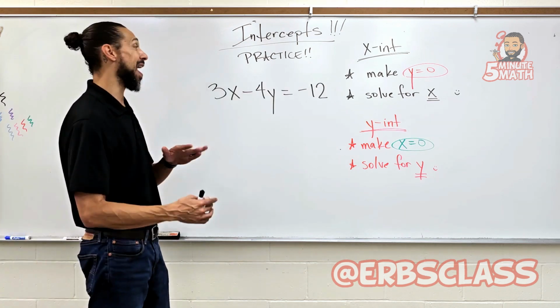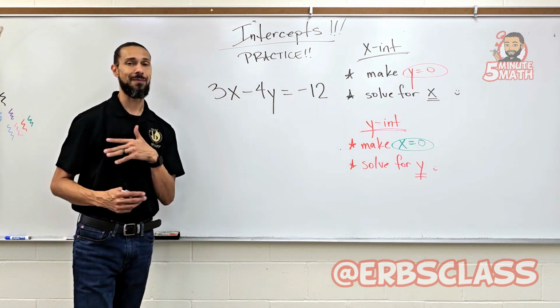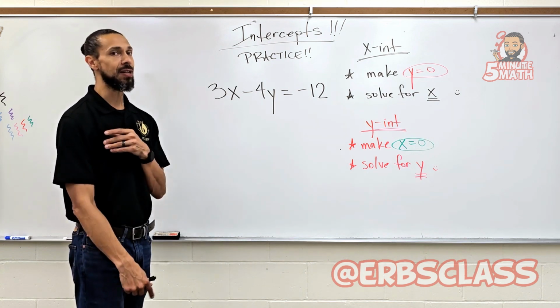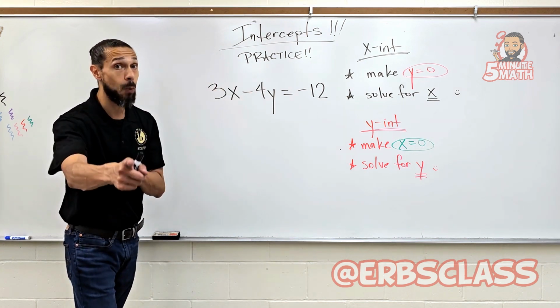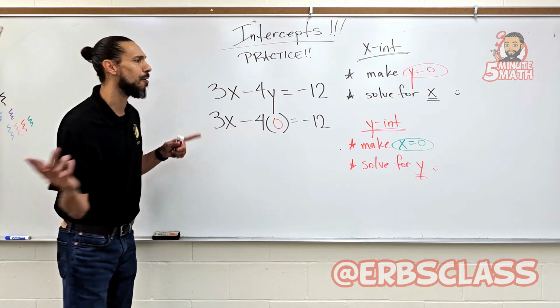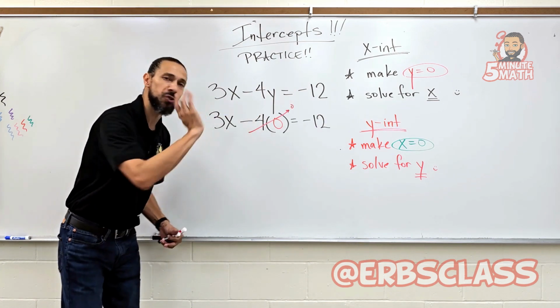Ooh, okay, so now this is not in slope-intercept form, right? This is in standard form. Our process doesn't change. To find the x-intercept, I'm going to make y equal to 0. And you remember what happens when I multiply anything by 0? Yes, it gets rid of that whole term.